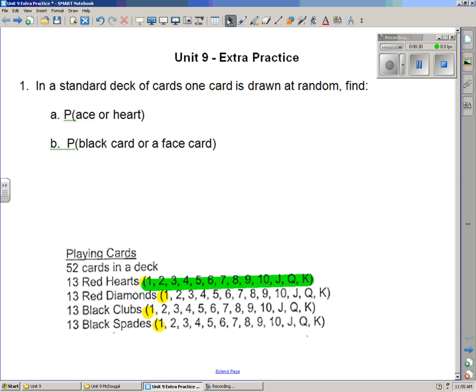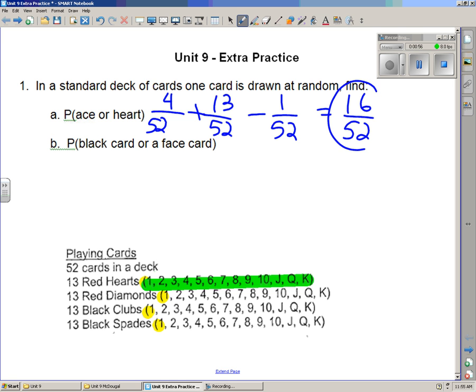But remember, one of those hearts is also an ace, and I can't count things twice. So the idea would be I've got 4 out of the 52 cards that are aces. I do have 13 out of the 52 cards that are hearts, but I have to subtract the one card that's an ace and a heart. It's not mutually exclusive. It can happen at the same time. So really, there's only 16 out of 52 cards I can choose from, and that should make sense.